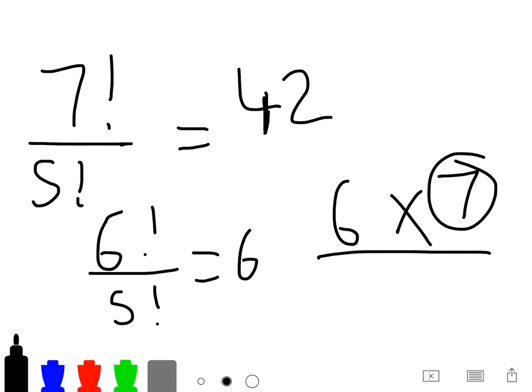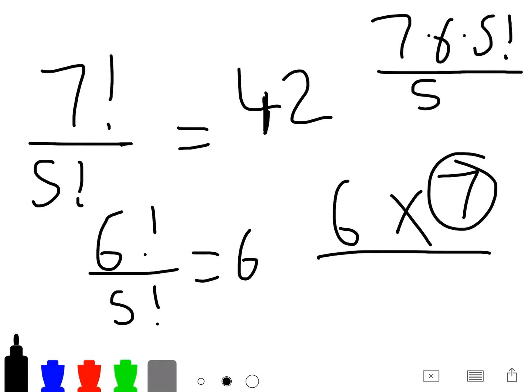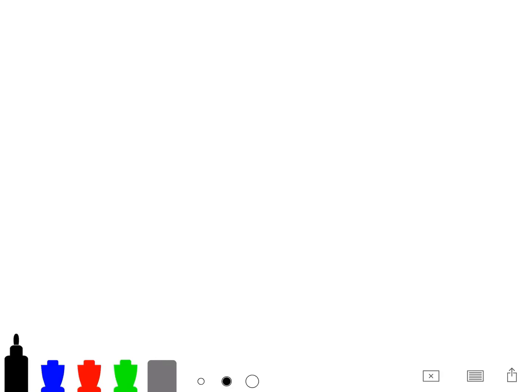We could write it all out, so 7 times 6 times 5 factorial divided by 5 factorial, 5 factorial cancels out, 7 times 6 is left. I hope this concept made sense to you.